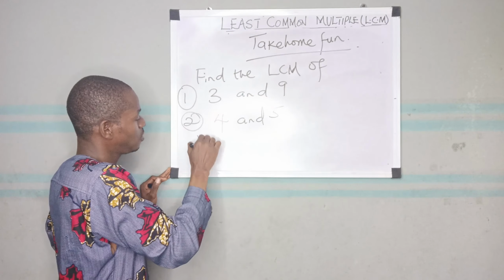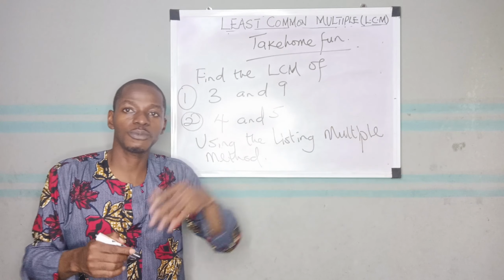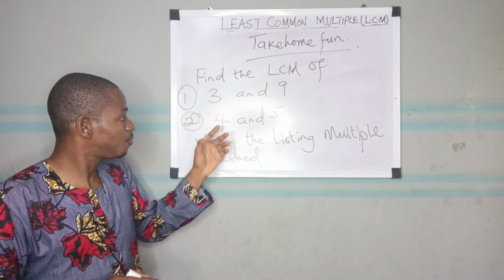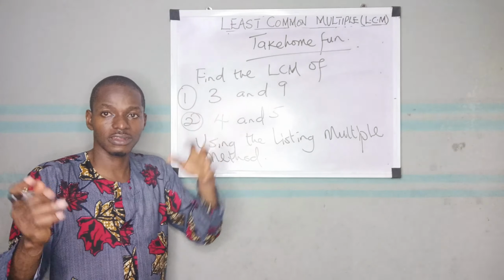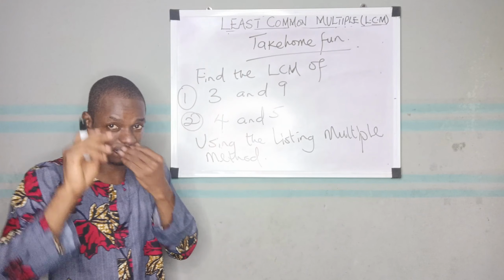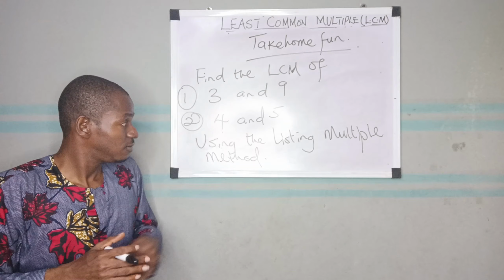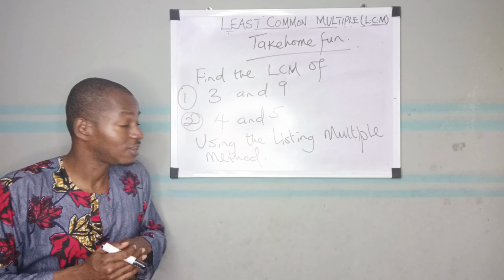You can practice. Make sure you use this method. You list the multiples of both 4 and 5. List the multiples of 3 and 9. Then pick out the common multiples. Then find the smallest number, which becomes the LCM.